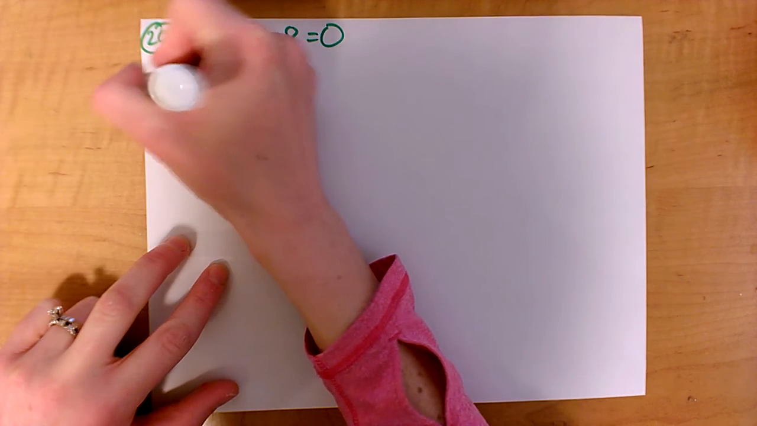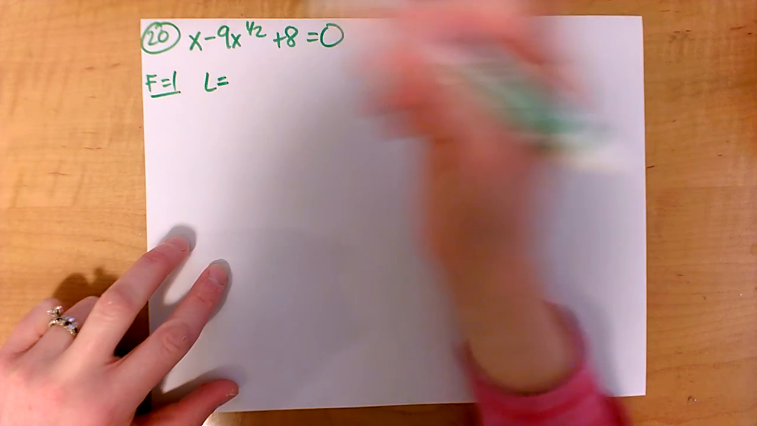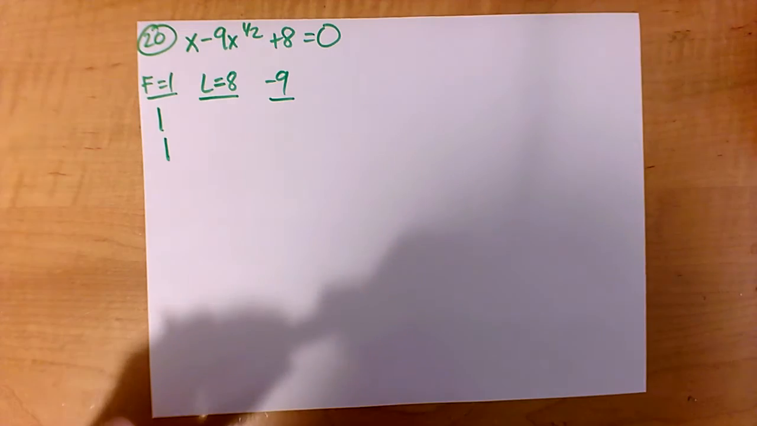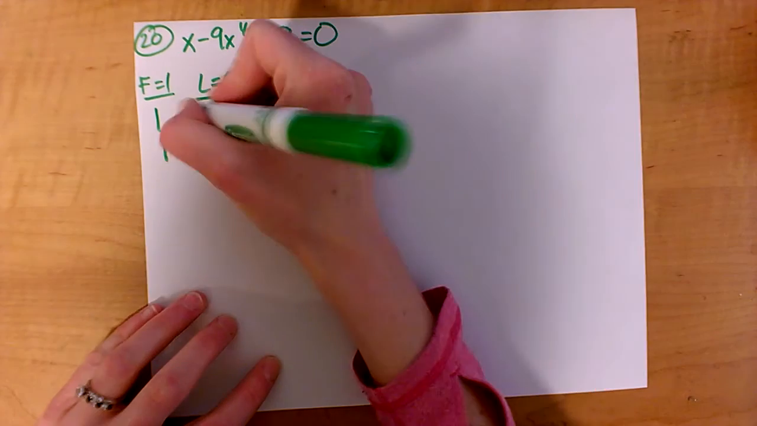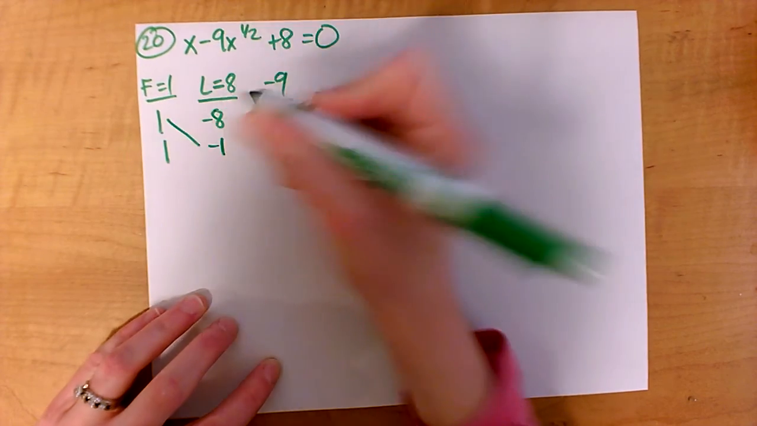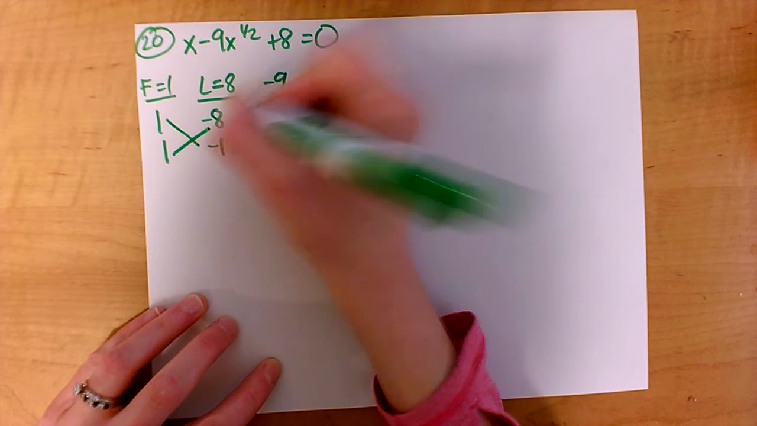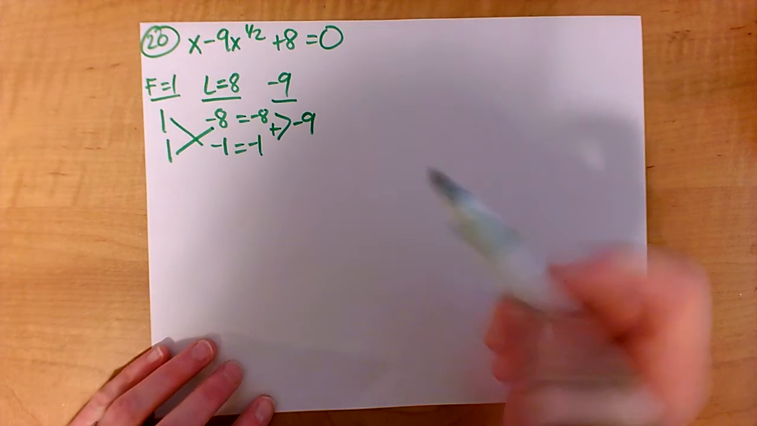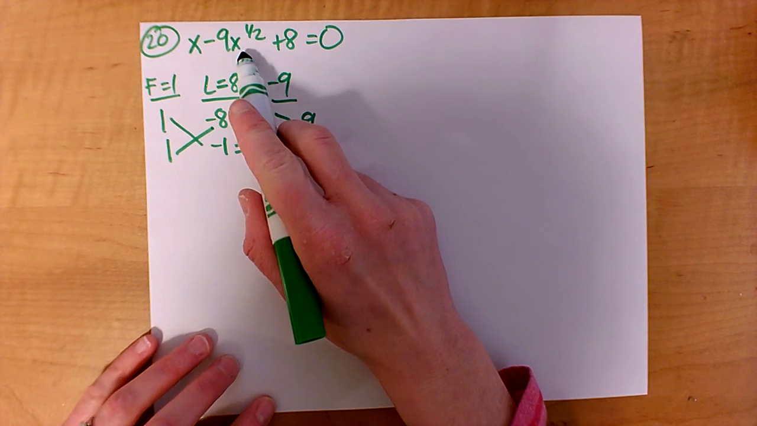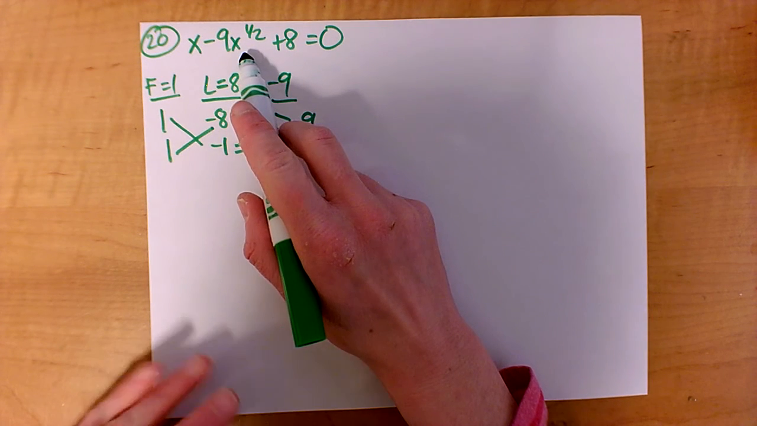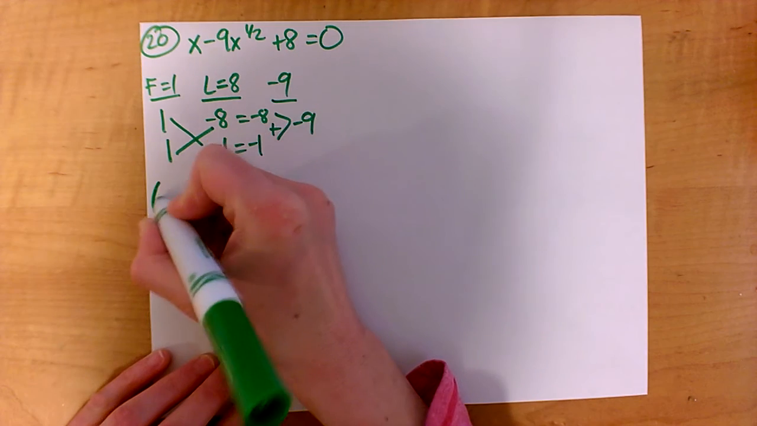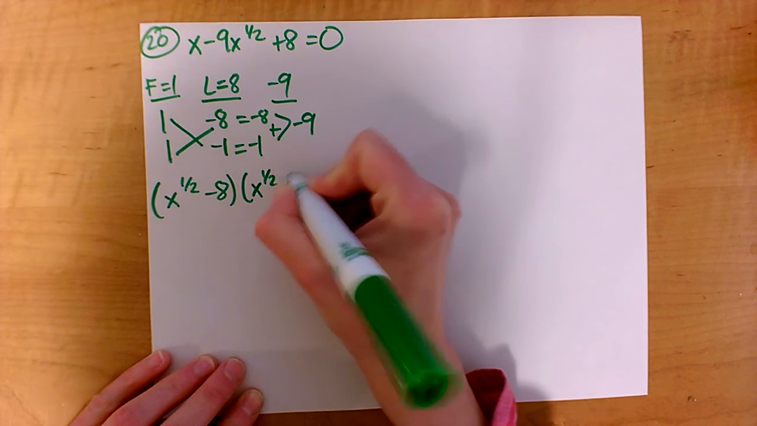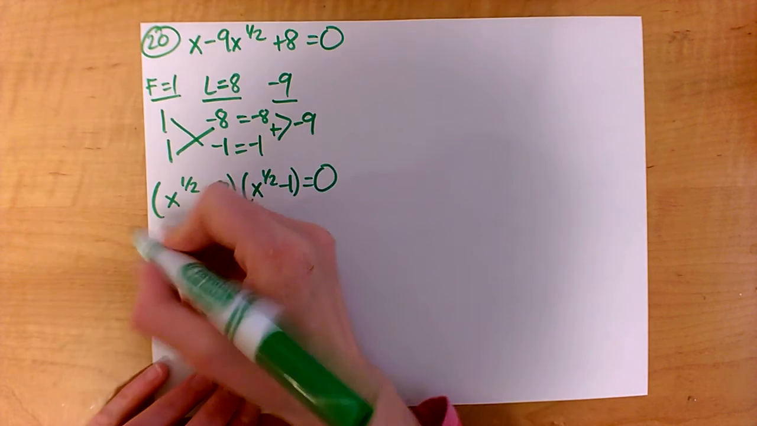So factoring this with first and last, first is 1, last is 8, and then in the middle we have negative 9. So 1 and 1, and two factors of 8, let's do negative 8 and negative 1. Cross multiply, 1 times negative 1 is negative 1, 1 times negative 8 is negative 8. Add those up and we get negative 9. Okay, so now going into our parentheses, well, we can use this x to the 1/2 in the middle for our variable and our exponent. So we'll have x to the 1/2 minus 8 times x to the 1/2 minus 1 is 0.